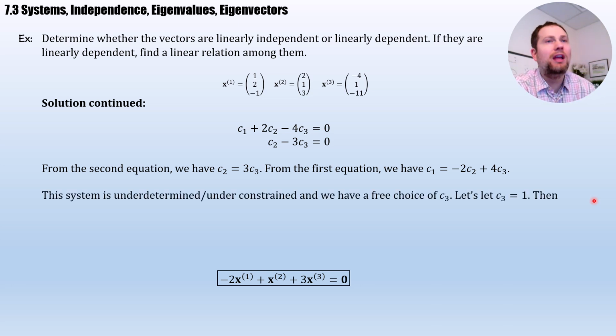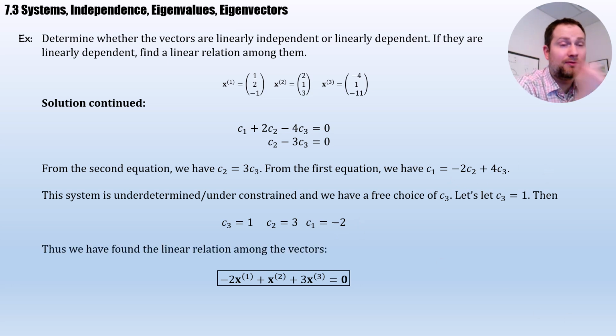Since it's a free, unconstrained choice, let's let C3 just arbitrarily be 1. If we do that, then we automatically get that if C3 is 1, then C2 will be 3. And if C3 is 1 and C2 is 3, then take those into this equation right here, to find that C1 is negative 2. So then we have this relationship between the vectors that we've just found, and that shows the actual dependency that we're looking for. Isn't that great? That's what we wanted.